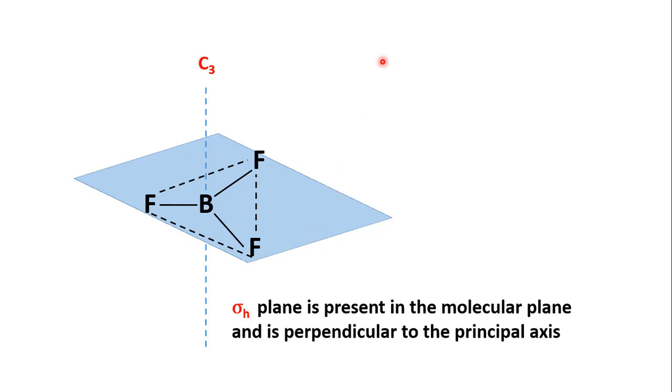And now look at the alignment between the principal axis C3 and this plane. Principal axis C3 and this plane are perpendicular to each other, and since they are perpendicular to each other, this is a sigma h plane, a horizontal plane of symmetry. The sigma h plane is present in the molecular plane and is perpendicular to the principal axis.